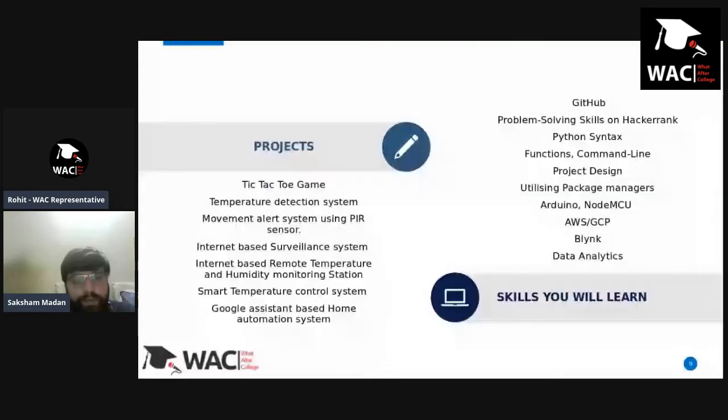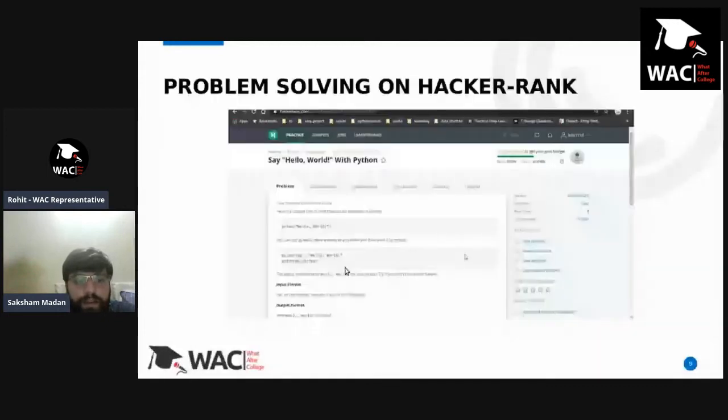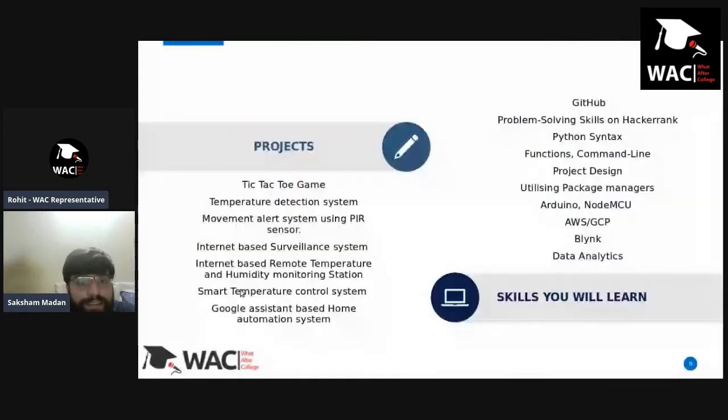Projects that will be there: Tic Tac Toe game, temperature detection system, movement alert system using PIR sensor, internet-based surveillance system, smart temperature control system, Google Assistant-based home automation system.